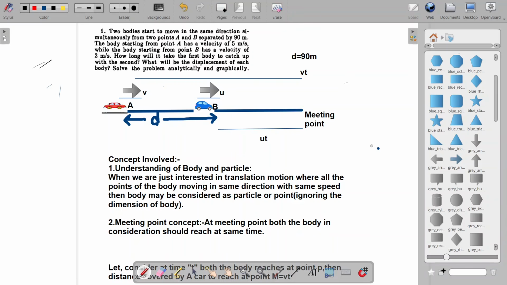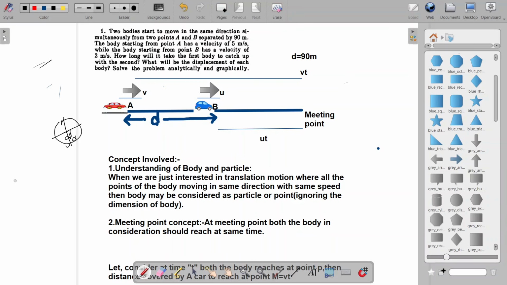Before actually jumping into the solution, let us try to understand what things are involved here. The first thing is the concept of body and particle. When we say a particular body is a particle or a point or a body, see, each and every object in this world has certain dimensions, right? Suppose this is a sphere, it must have some diameter, some size, some volume.